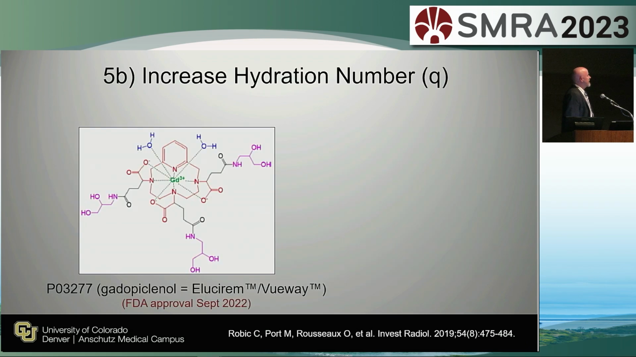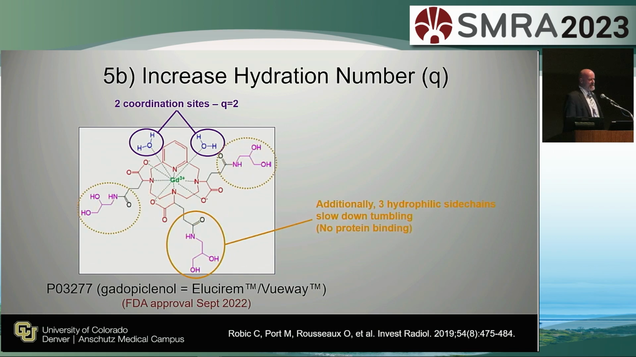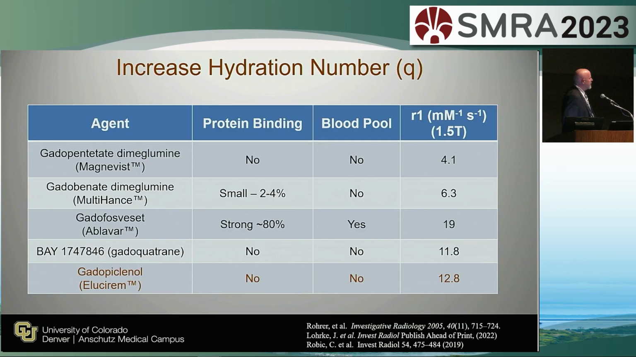This is another way to do things, is to increase that hydration number, or Q, the number of coordination sites. So this is the gadopiclenol molecule. And you can see that there are 2 different sites rather than 1 where water can interact, which is going to give you a large boost in relaxivity. And in addition, they designed this to put on some additional side chains that don't bind protein, but they do have some steric hindrance. These are hydrophilic side chains, and they will slow the tumbling down a little bit. And what you end up with here is a relaxivity, as I mentioned, of about 12.8. So that's 2 to 3 times the agents that we're all used to using, which to me is kind of exciting.